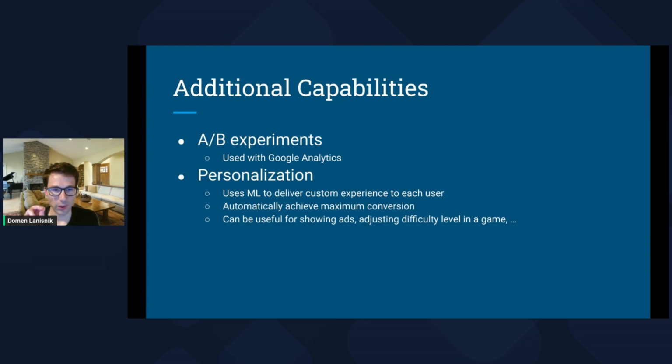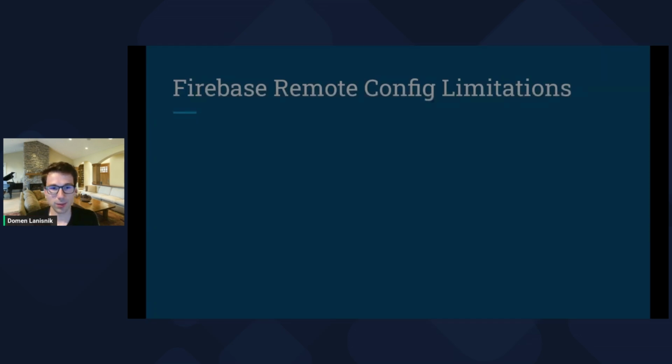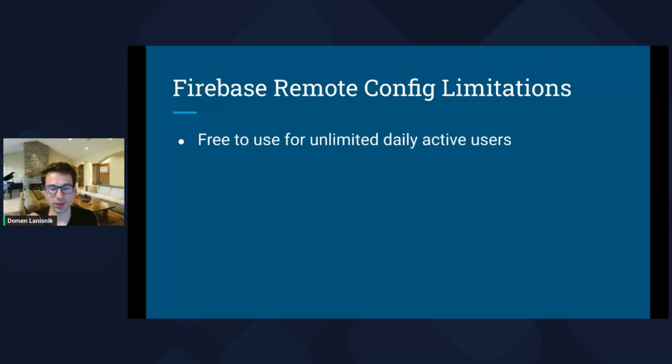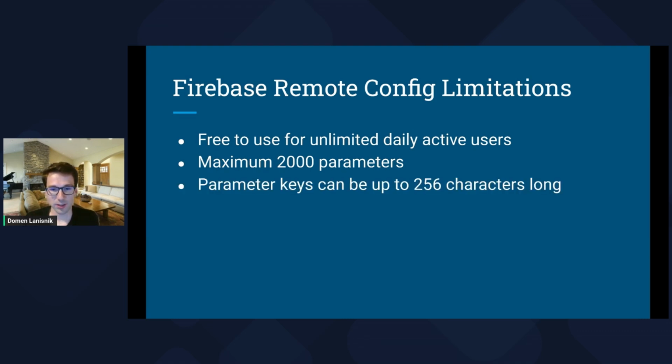Cool. So yeah, Firebase is free to use, but there are also some limitations. You can have unlimited daily active users, but the limitations come from how many feature flags you can have. The limit is currently at 2000 parameters, meaning you can have at most 2000 feature flags. There are some limitations to the names of the parameters, so they can only be up to 256 characters long. And you can have a maximum of 500 conditions.